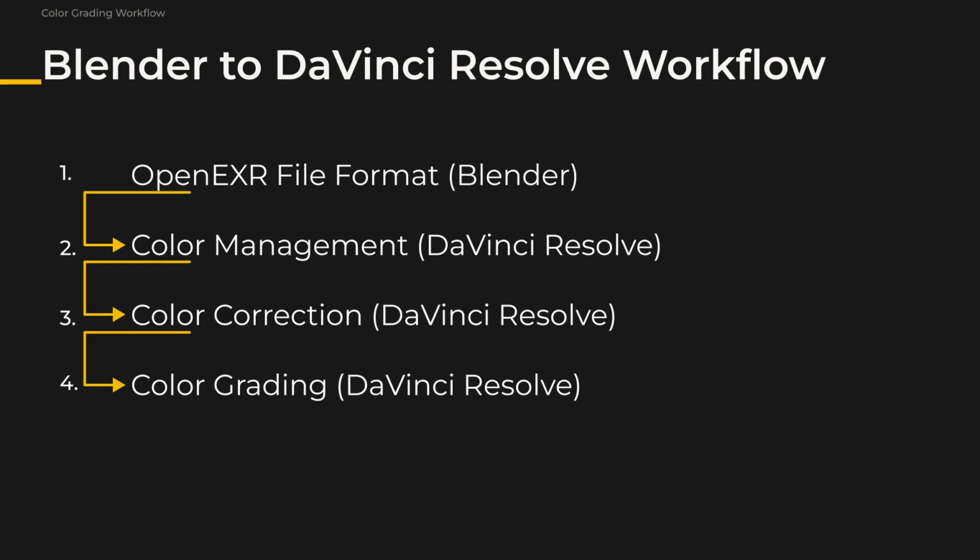How are we going to implement this workflow? So, the Blender to DaVinci Resolve workflow. There are two important steps here. The first step is the file format that we're going to be exporting in from Blender, which is going to be the OpenEXR file format. And then the next step is the color management, which we're going to be doing in DaVinci Resolve. These are very important steps that we have to get right. And then after that, we can do our color correction and then our color grading. These are the steps that we're going to be taking to get the final look that we are looking for.